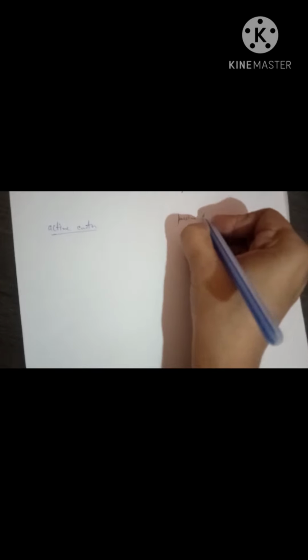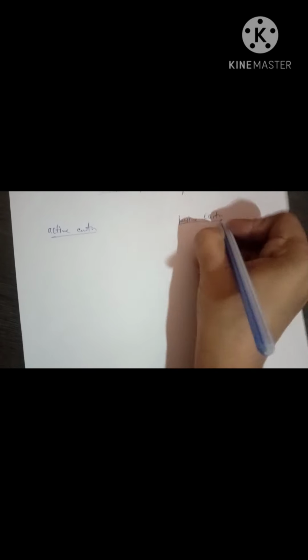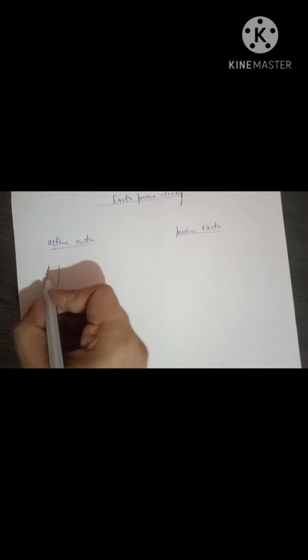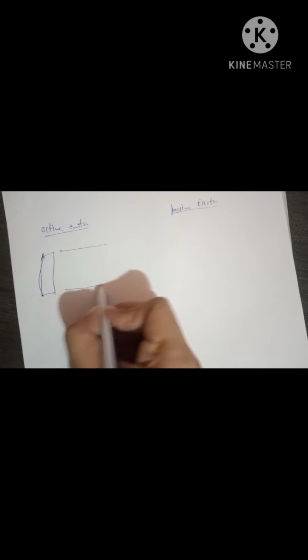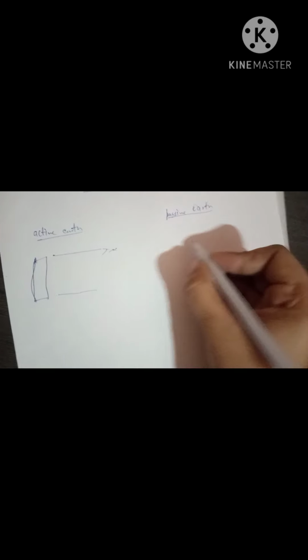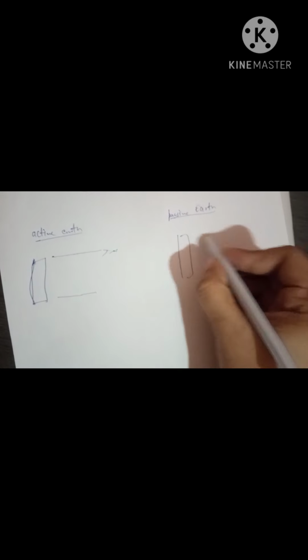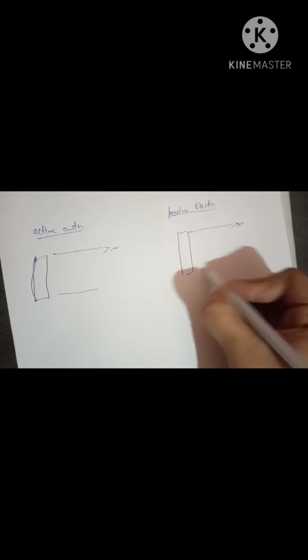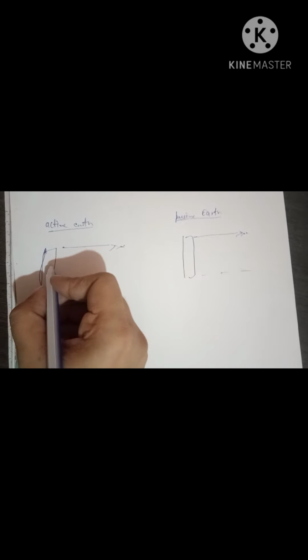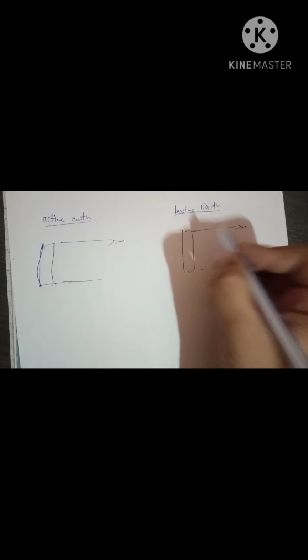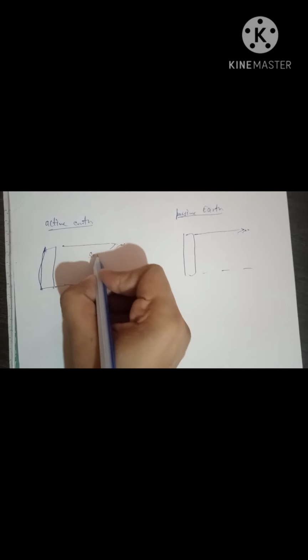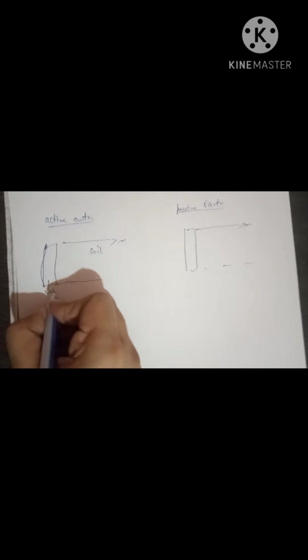As you can see, in both the cases there is a wall and there is a soil. Same here too. There is a wall and there is a soil. In active earth pressure, the wall moves away from the backfill, and in passive earth pressure the wall moves toward the backfill. So here is soil and this is wall.